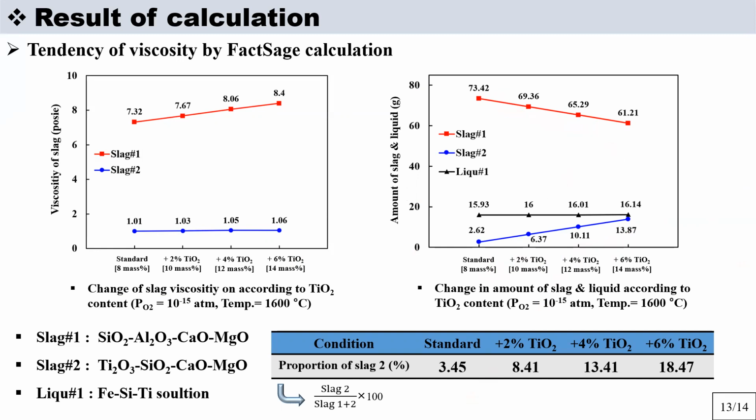In the case of slag 1, the main components are SiO2, Al2O3, CaO, MgO, and slag 2 is Ti2O3, SiO2, CaO, MgO. For liquid is Fe-Si solution. This table shows the proportion of slag 2. In the standard composition, there is a small amount of slag 2. However, as the amount of TiO2 increases, the amount of slag 2 increases largely.